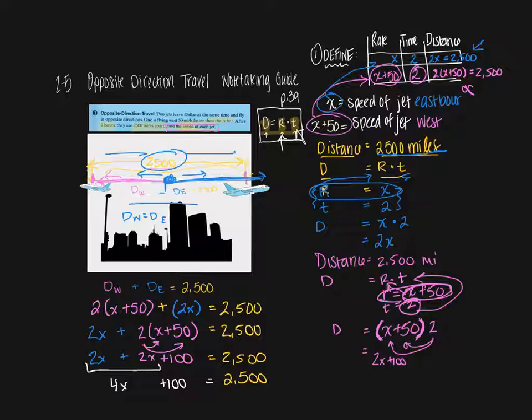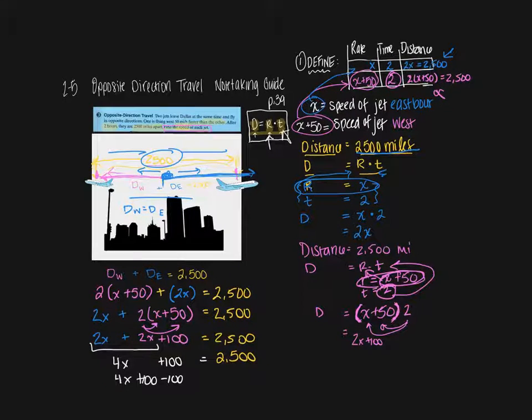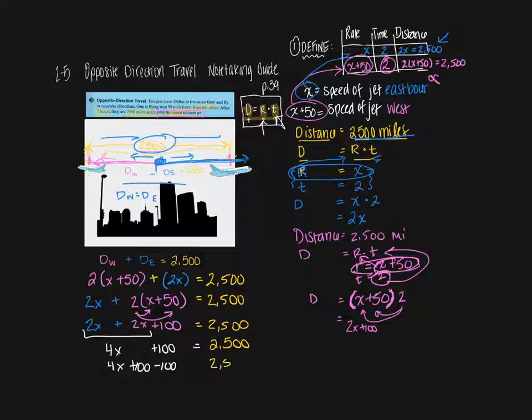So let's come down here and continue solving. I have 4x plus 100 minus 100 equals 2,500 minus 100, because what I do to one side, I've got to also do to the other. These cross out and I'm left with 4x equals 2,400. Divide by 4. And hopefully you get x equals 600.